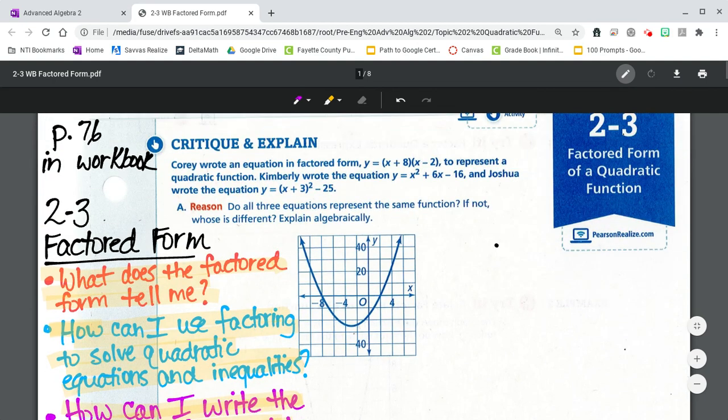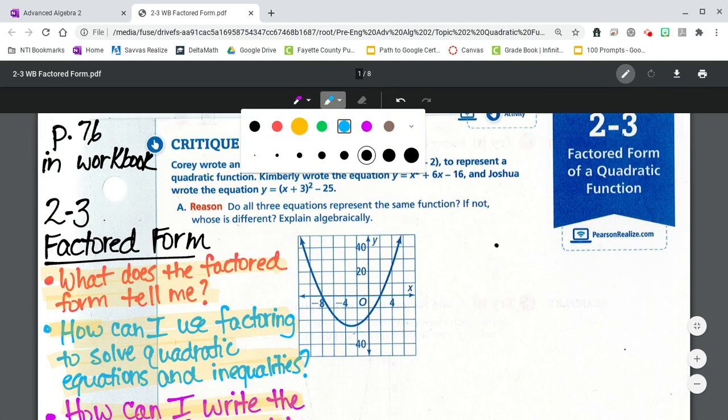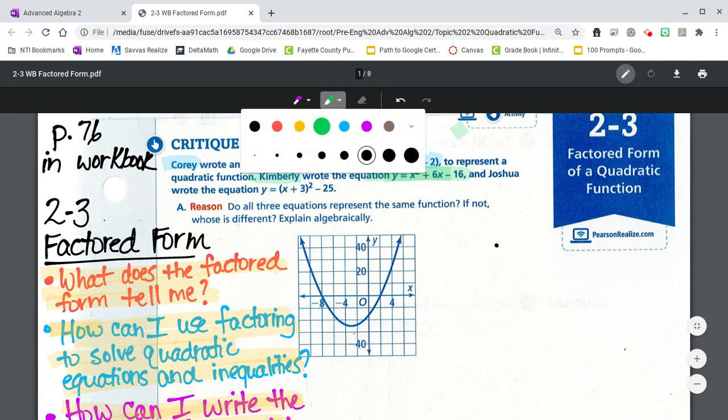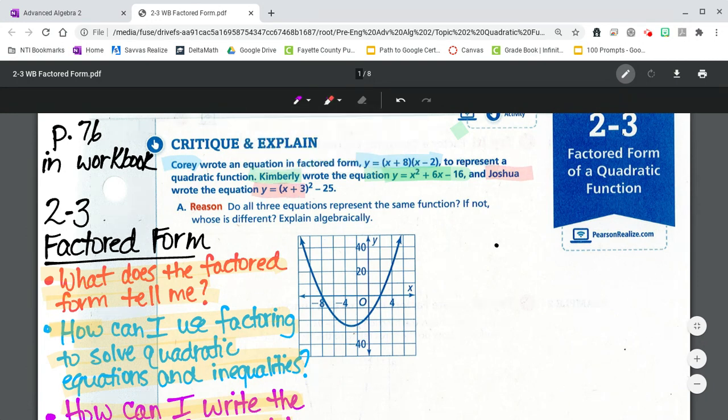So let's recap what you have learned so far just a little bit. We're on page 76 in your workbook. I would encourage you to look at this question maybe in your own time and explore what's going on in the scenario here. We have three different students. Corey wrote an equation in factored form, and then Kimberly wrote an equation like this, and then Joshua wrote an equation here.